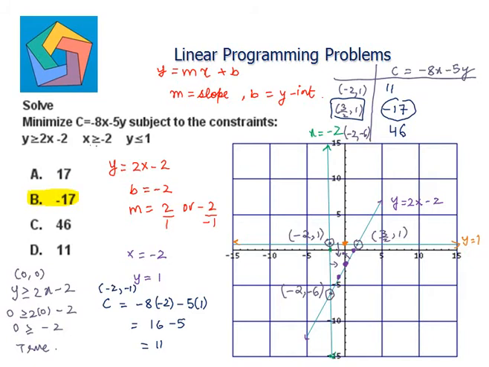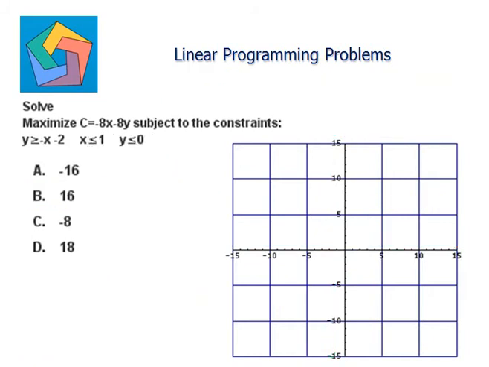Next problem. Solve: maximize C equals negative 8x minus 8y subject to the constraints y is greater than or equal to negative x minus 2, x is less than or equal to 1, y is less than or equal to 0. This means x equals 1, and this means y equals 0. y equals 0 means the x-axis.